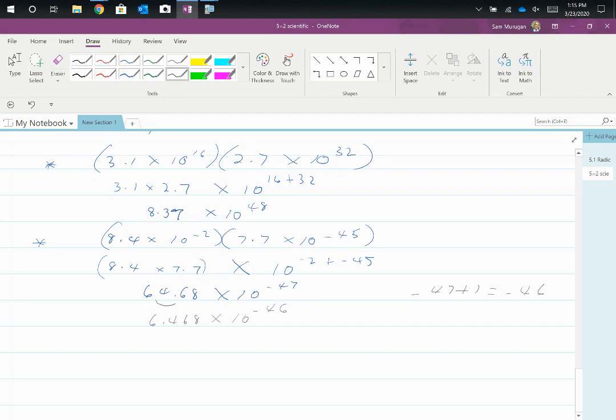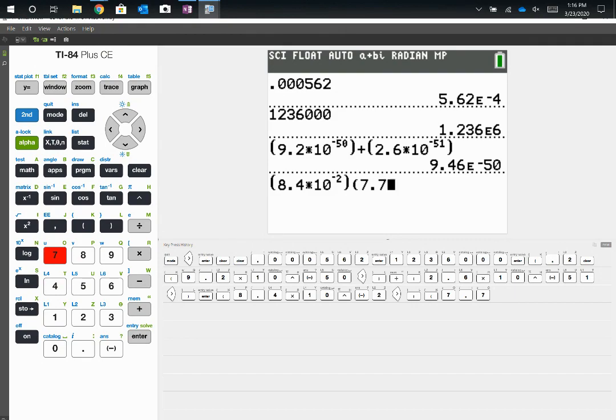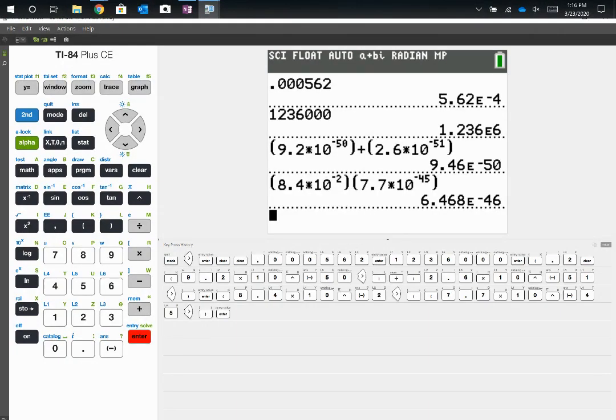And again, if you have a calculator that does this, you can actually use the calculator to multiply. Here I go, 8.4 times 10 to the power negative 2, 7.7 times 10 to the power negative 45. And this will give you the answer straightaway as 6.468 times 10 to the power negative 46.